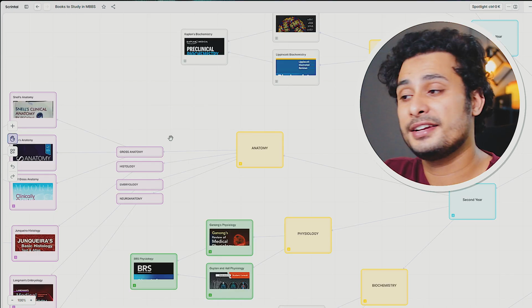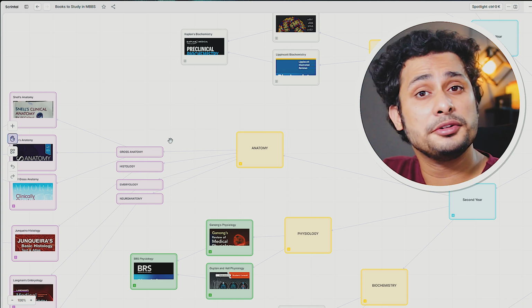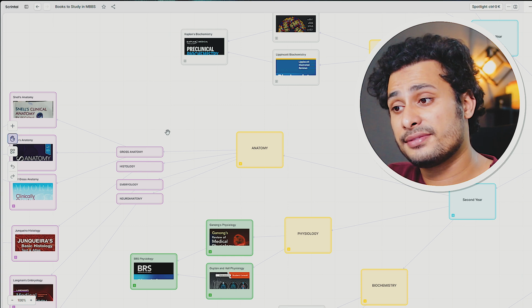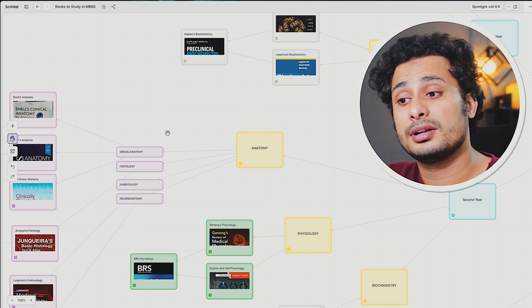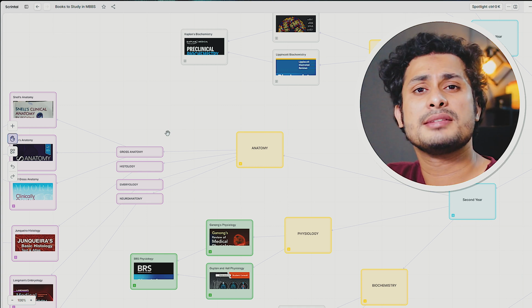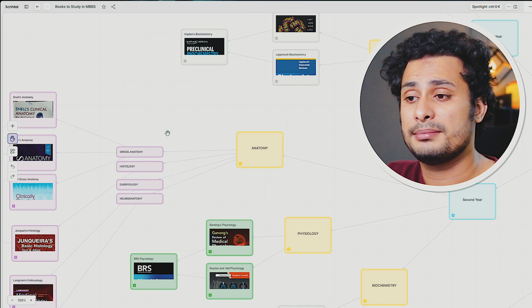Next up we have second year MBBS. Second year MBBS is again divided into 3 subjects, that is anatomy, physiology and biochemistry. Anatomy again is further subdivided into gross anatomy, histology, embryology and neuroanatomy. We do not study general anatomy in second year MBBS because we covered that already in first year MBBS.